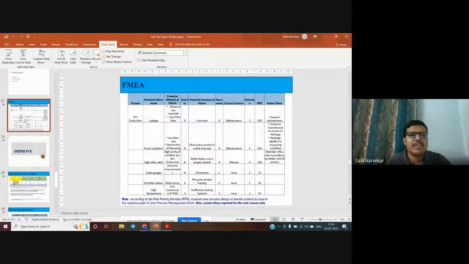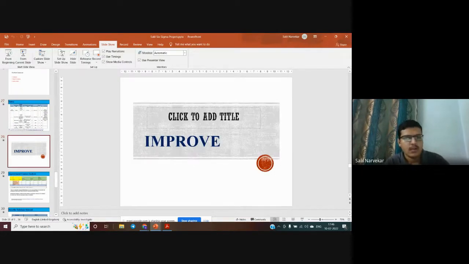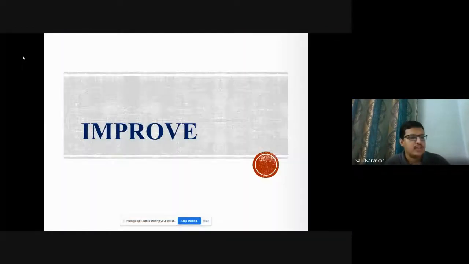Now, this was still the analyze phase. Here we first identified the vital few causes, then we identified the root causes, then we identified the potential actions that could be taken for these root causes. And now coming to the improve phase, in this improve phase we try to determine and implement improvement actions.